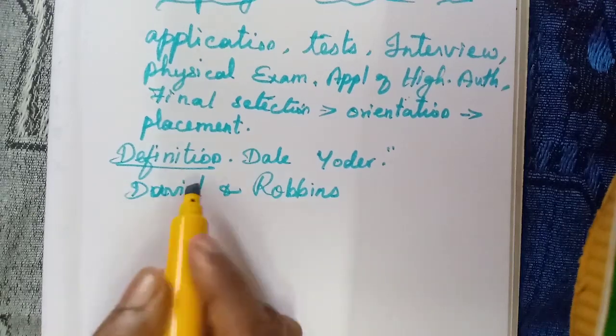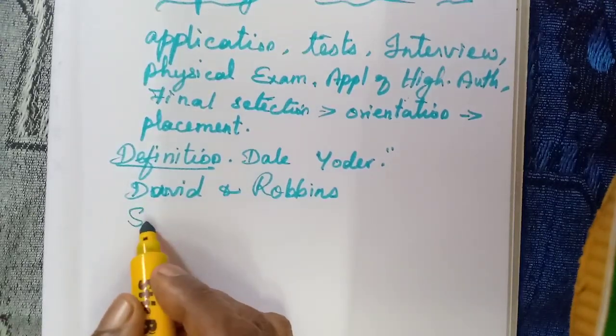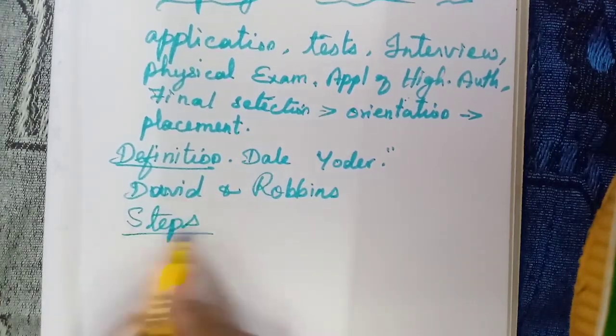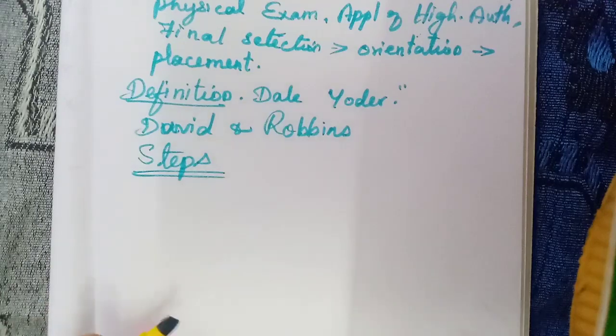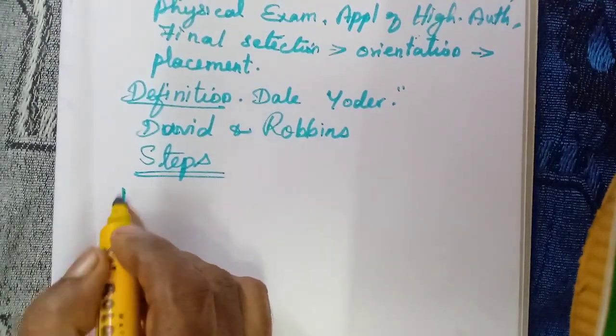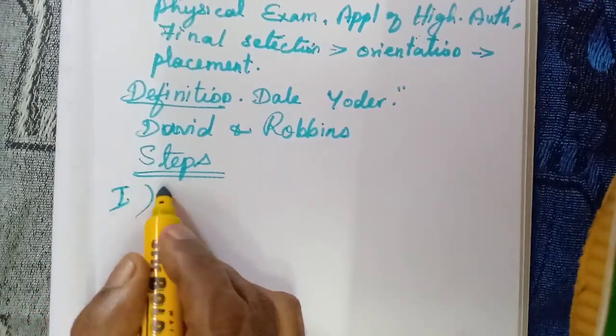Now we will learn the steps in the selection process, the process of employee selection. What is the first step? The first step is the application blank.